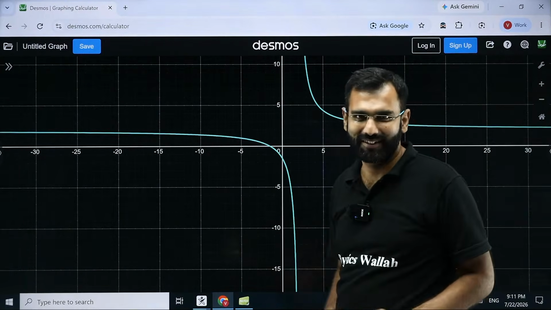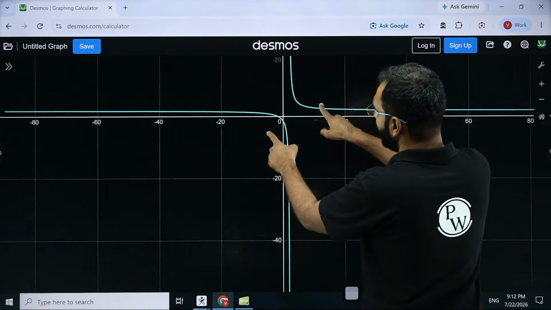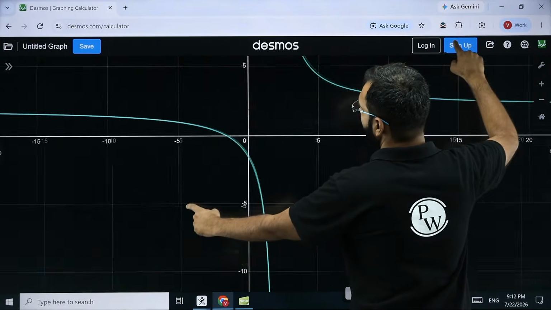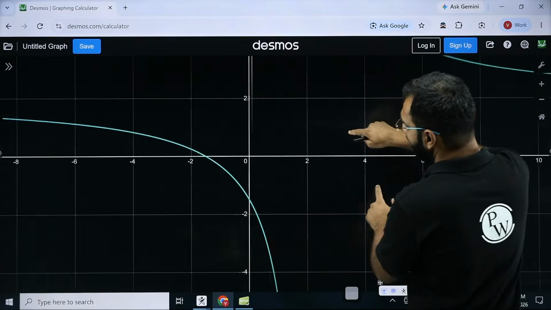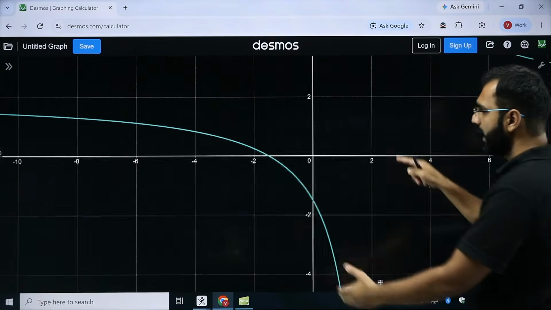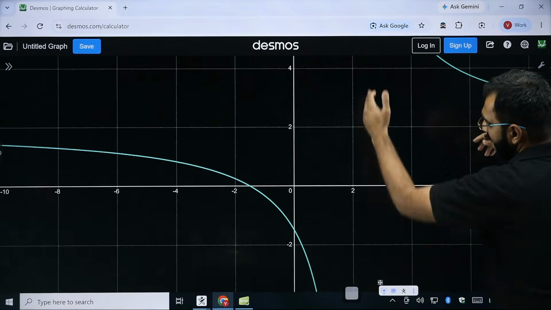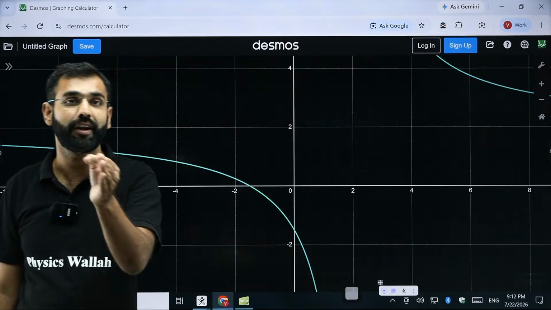11th class students. So if I talk about the curve, a rational function, I hope you are clearly noticing that exactly at 2, the graph breaks. And before 2, it is decreasing. After 2 also it is decreasing. But at 2, there is no existence of the graph. The function does not exist at 2.